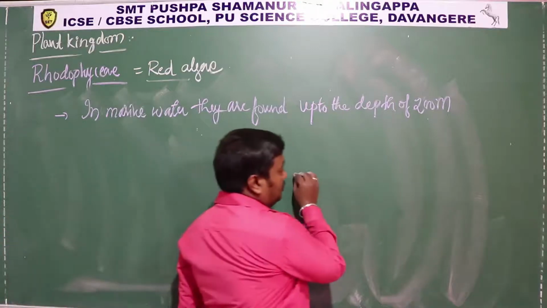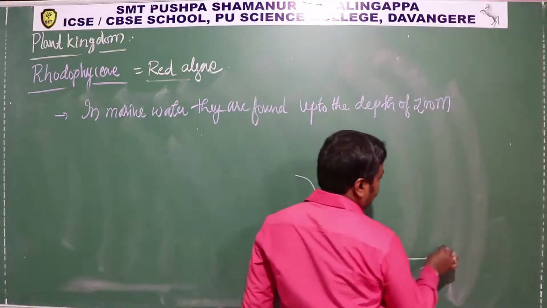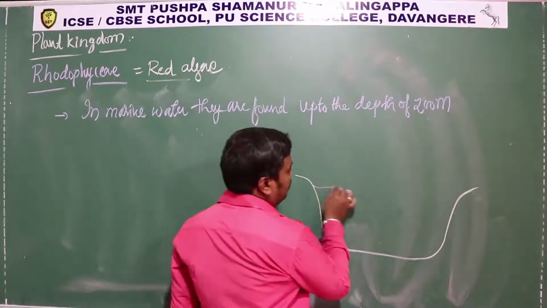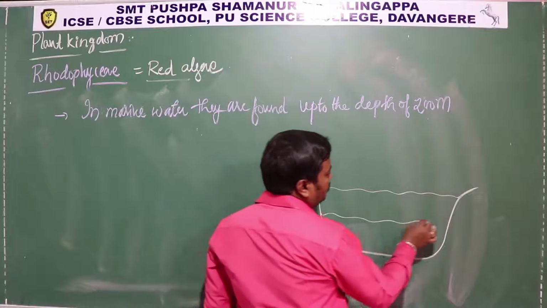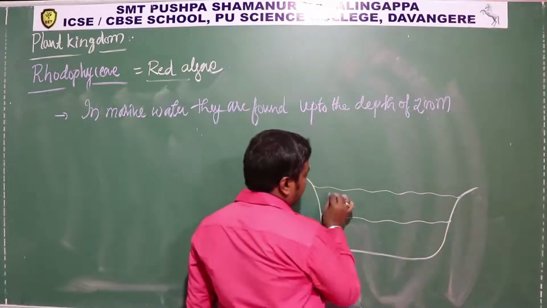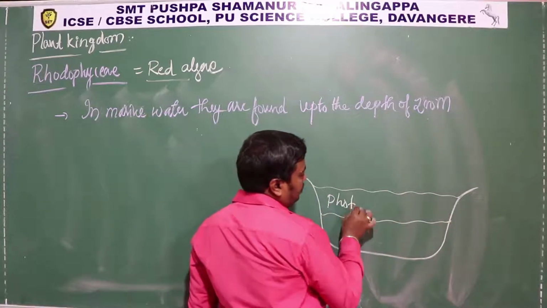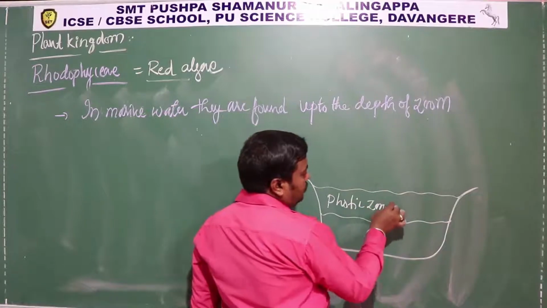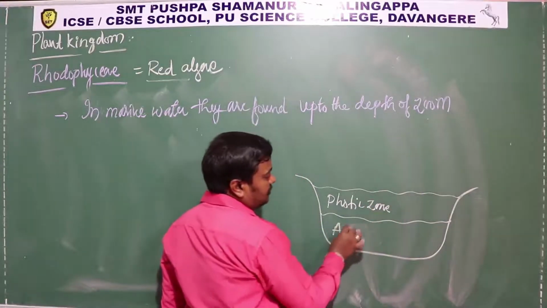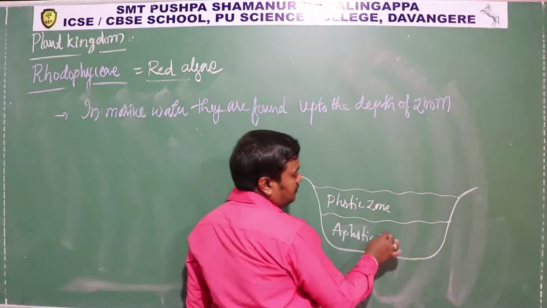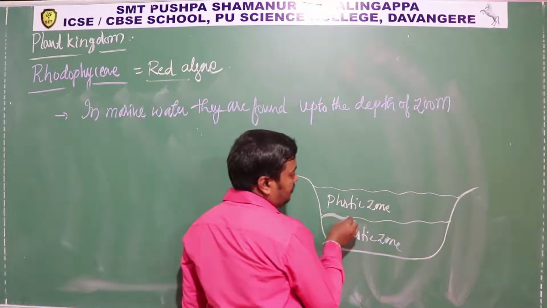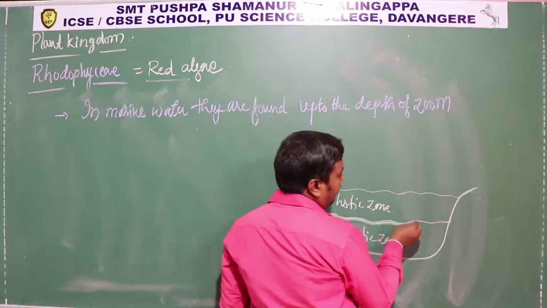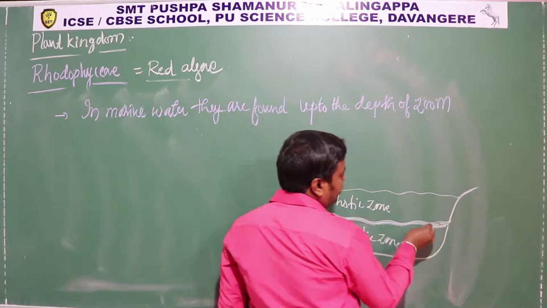If you consider the water body, especially the deep water bodies, we can divide them into two layers. One is the photic zone, another one is the aphotic zone. Okay, so this is the aphotic zone where light is unable to enter.